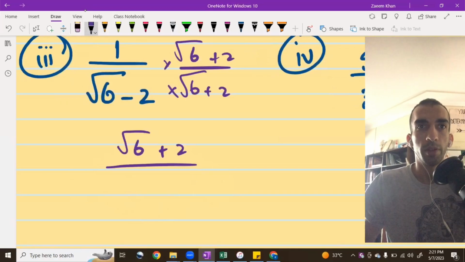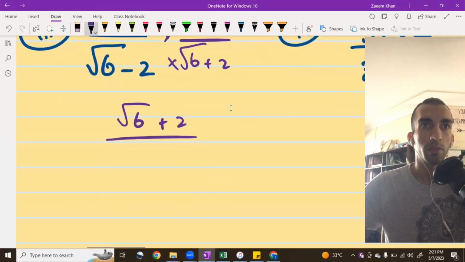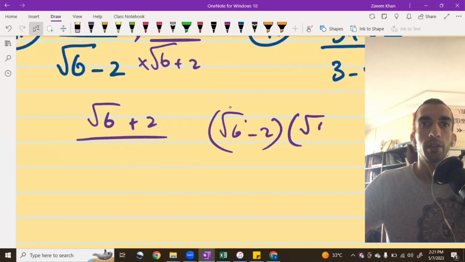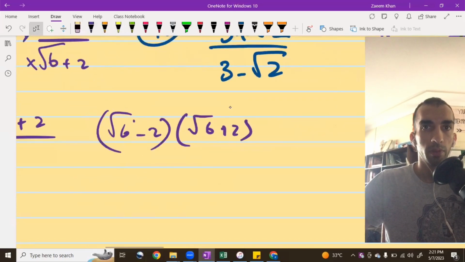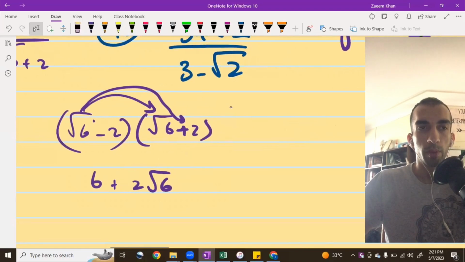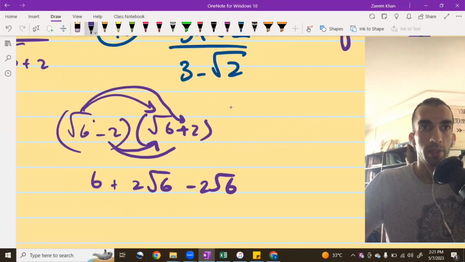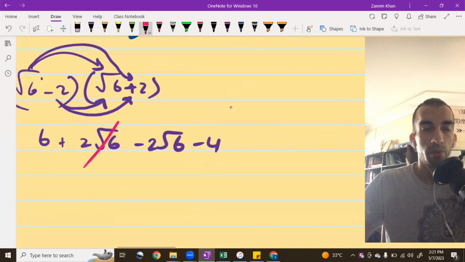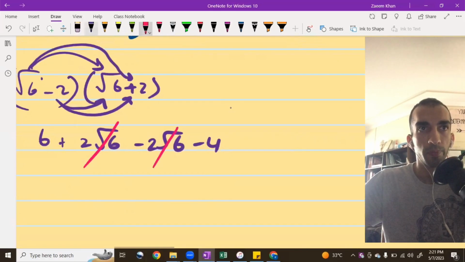And what happens in the denominator? This is where the calculation gets a little tricky. Take a look over here. Square root 6 minus 2. And I'll write it again. Square root of 6 plus 2. If I multiply this with this, I end up with just 6. If I multiply this with this, I end up with 2 square root of 6, right? Now I'm going to apply the same rule with the second term. Minus 2 square root of 6. And if I multiply these two, minus 4. Take a good look over here. The first two, the second and the third term, they cancel out. We're just left with 6 minus 4, and that comes out to be 2.